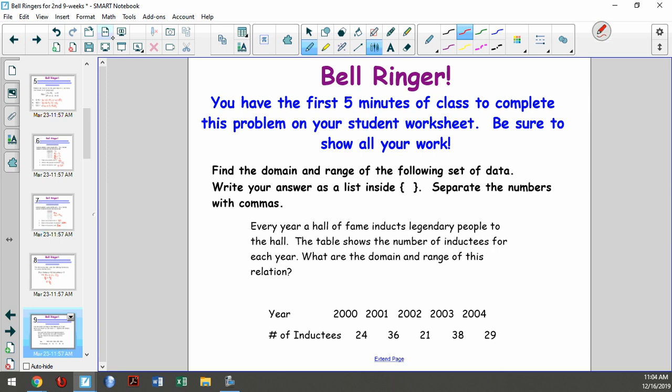Every year, the Hall of Fame inducts legendary people to the hall. The table shows the number of inductees for each year. What is the domain of this relation? Which one's the domain? This is your domain. What is your range?